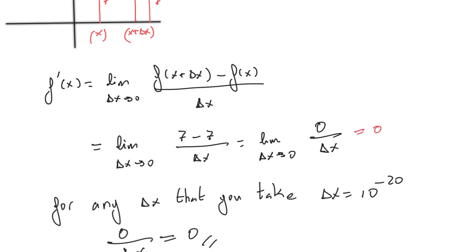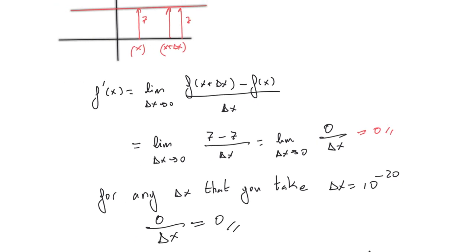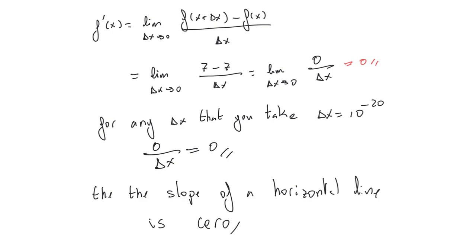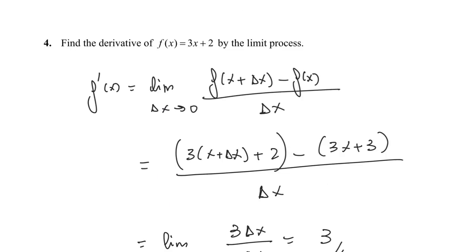So the slope of a horizontal function is 0. For any delta x that you take, 0 divided by delta x is 0 always. So the slope of a horizontal line is 0. Let's go to the next problem.